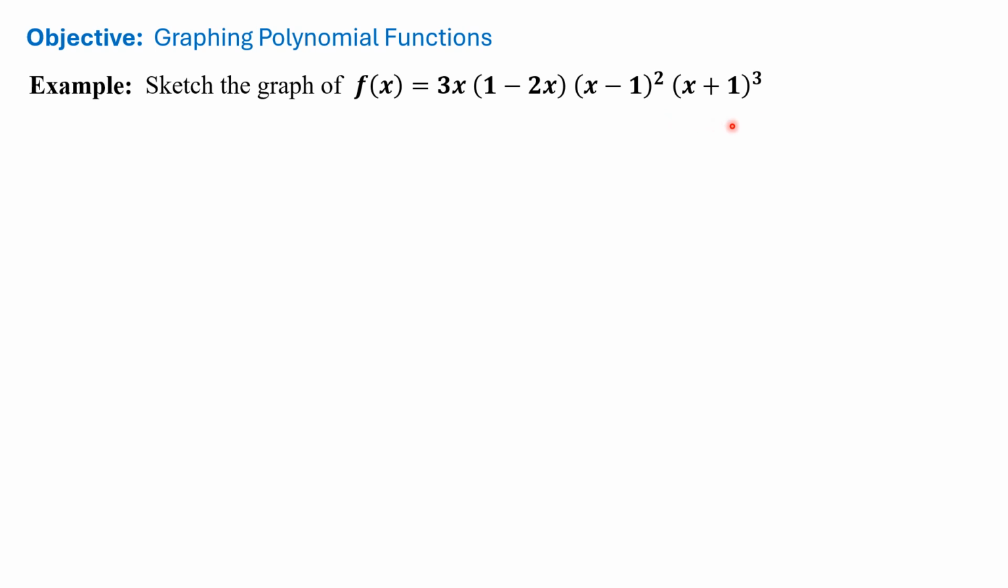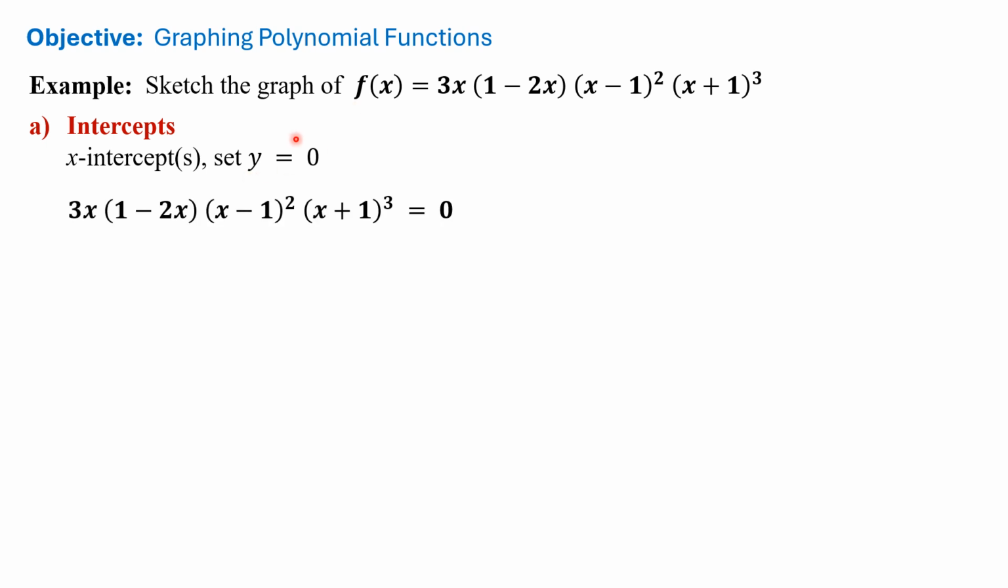So the first step is finding the intercepts. To find the x-intercepts, or the zeros of the function, we replace y or f of x with 0, and then we will equate each factor to 0. So the first factor is 3x. Let's equate to 0. So when 3x is equal to 0, dividing both sides by 3, we will get x equal to 0. Then the second factor is 1 minus 2x equal to 0.